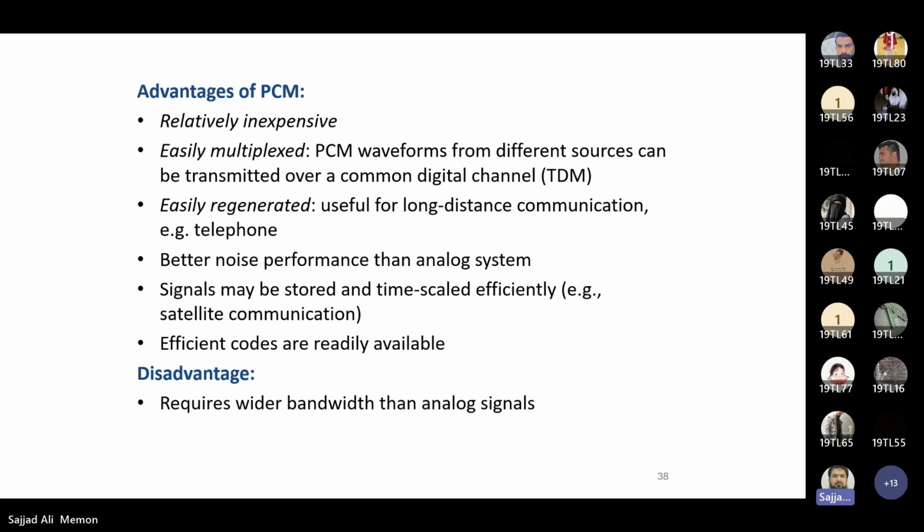Better noise performance than analog system, because you can regenerate the digital signal. So there are only two possibilities if we have the two-level binary signal, that is 0 and 1. If it is bipolar, then there will be two voltage levels. So instead of an analog signal, which has thousands of variations, a digital or PCM signal has only two or three variations.